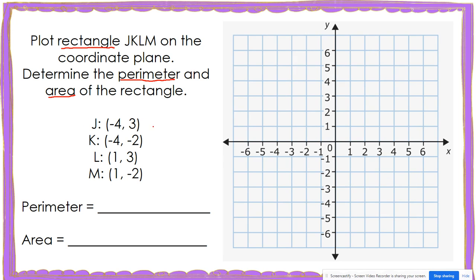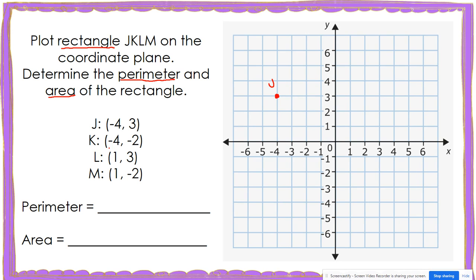So we'll start with point J. Point J has an ordered pair of -4, 3. That means that if we start at 0, we're going to move to the x value of -4, which means we will move left 4 units, and then a y value of +3, which means we will move up 3 units. And I'm going to place my point here and label it as point J.